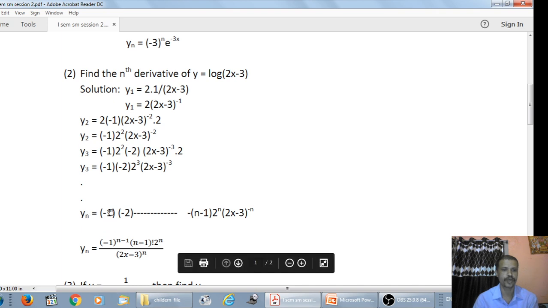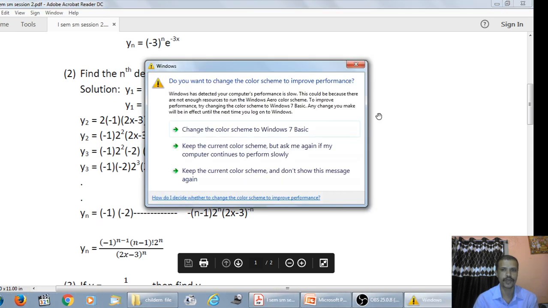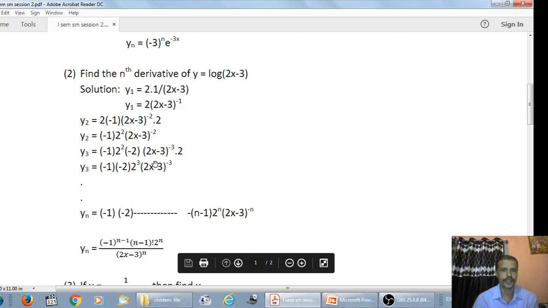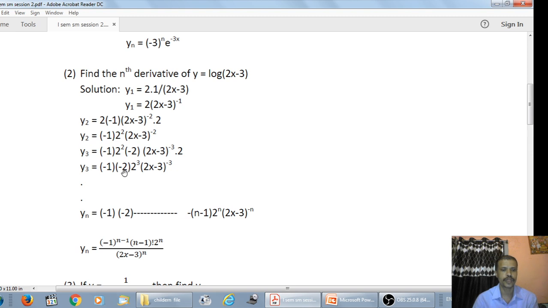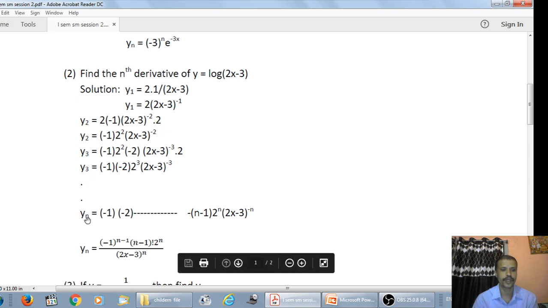Similarly, yn is equal to, in y3 it starts from minus 1, so in yn it starts from minus 1 and ends with minus 2. That means one number less than this, 3. So in yn it ends with one number less than n, minus 1 into minus 2 etc. One number less than this is n minus 1, minus of n minus 1.